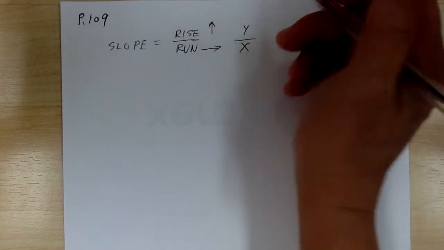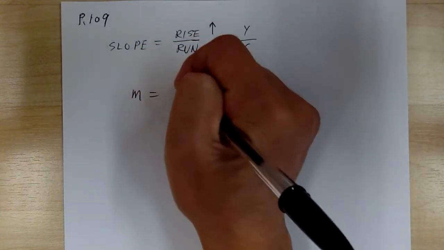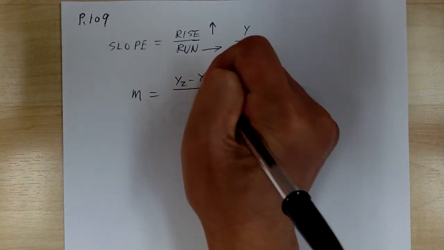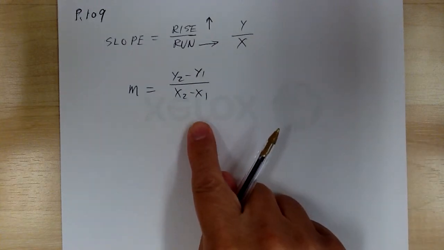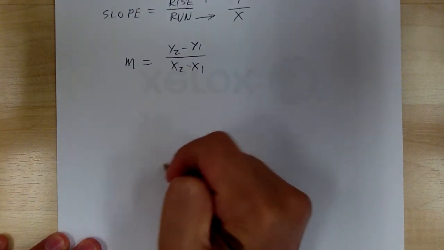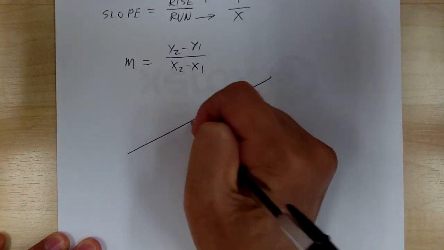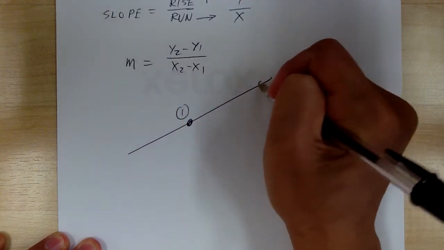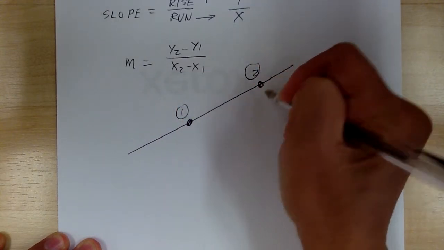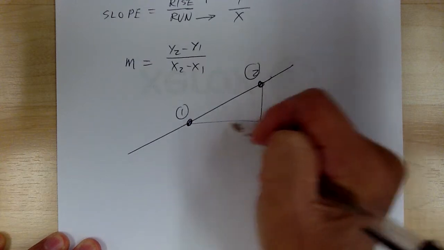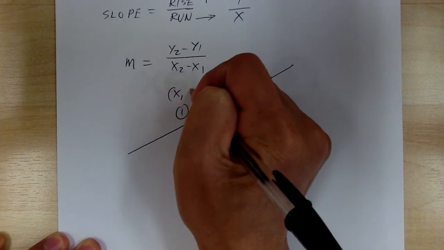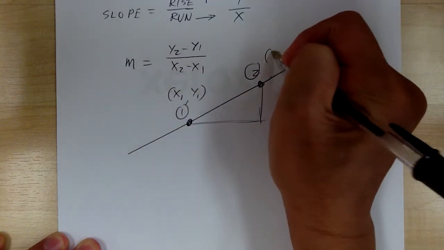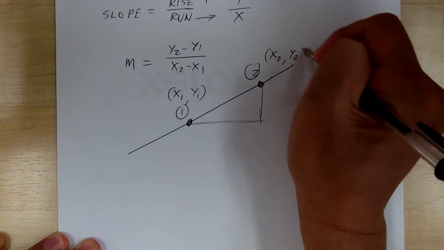And the formula for that is m equal to y2 minus y1 over x2 minus x1. Again, we cover this in Algebra 1, and if you took geometry, you should also have that in geometry. So basically, let's say you have this line over here, and you have point 1 over here, point 2 over here. So what you do is you draw it into a right triangle. So this point is x1, y1. This point is x2, y2.